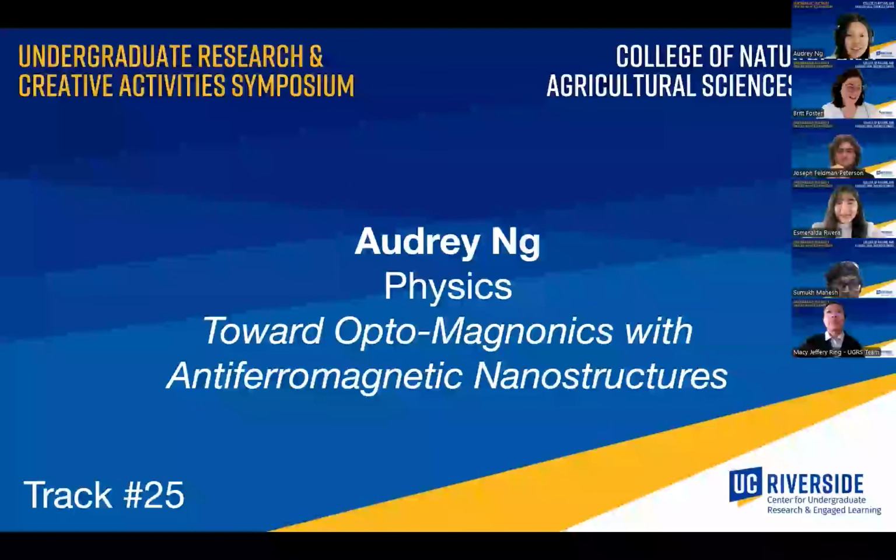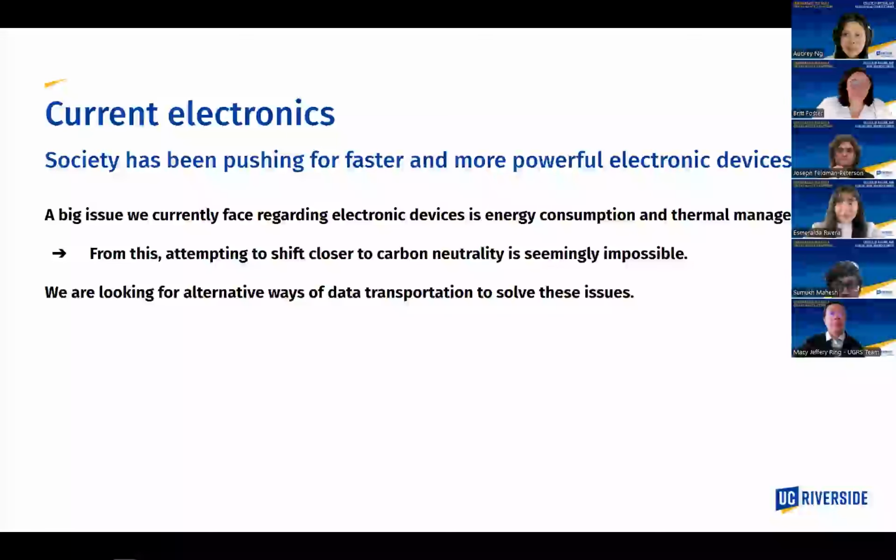Go ahead. Okay. So to start off, let's look at current electronics. If we think about the evolution of electronic devices over the years, it's really obvious that society as a whole has been pushing for electronics that are faster and more powerful. If we look at computers today, it's easy to tell how much of a difference there is between them and computers from 10, 20 years ago.